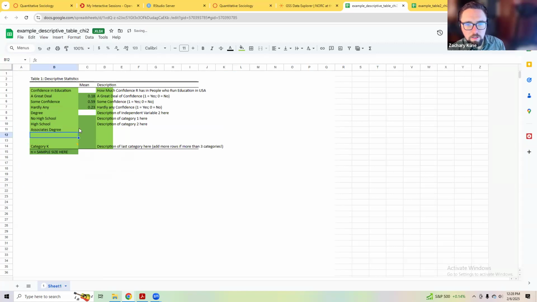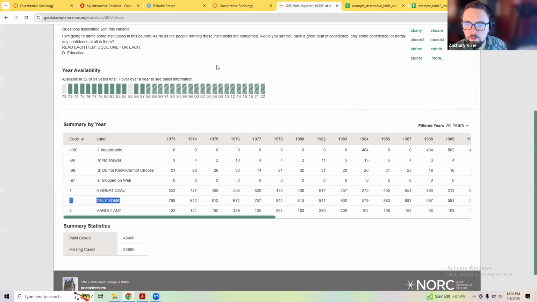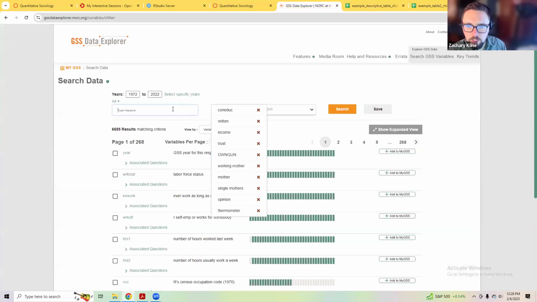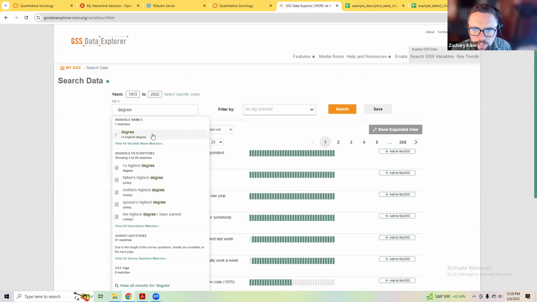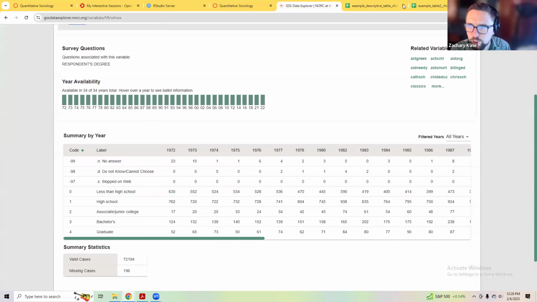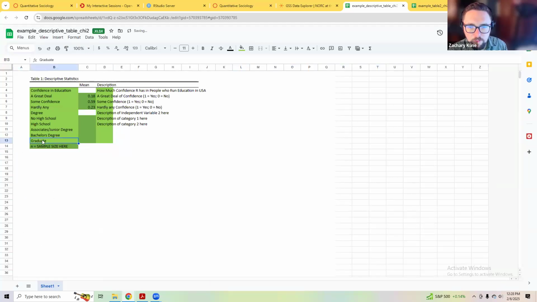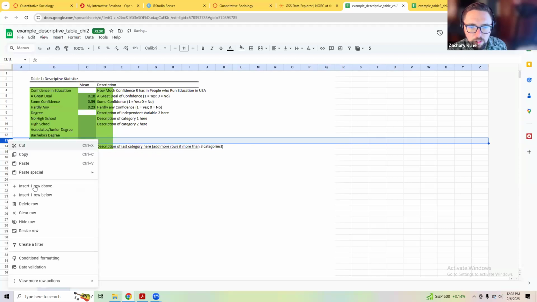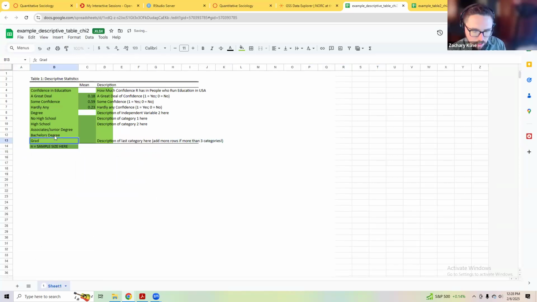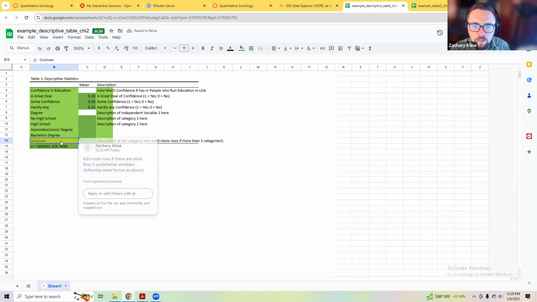Associate's degree, bachelor's degree. Then include trade school again. I can't remember. Let's go back. We'll check, make sure we're being consistent. Junior college. Okay. And graduate. And we're going to delete this bottom row here. This one. You keep that line at the bottom of the table. Let's resolve these and put them in.